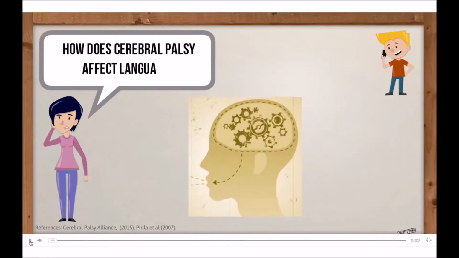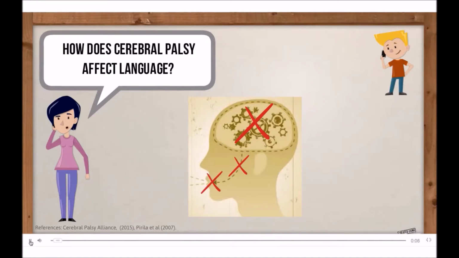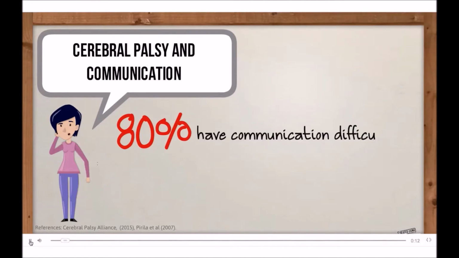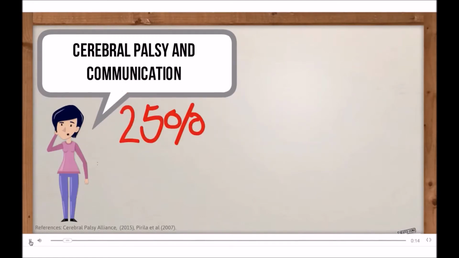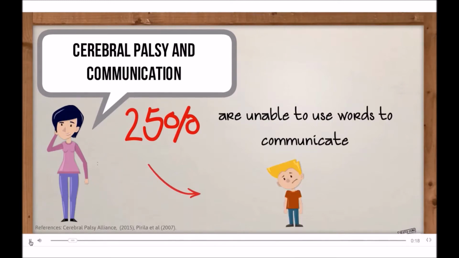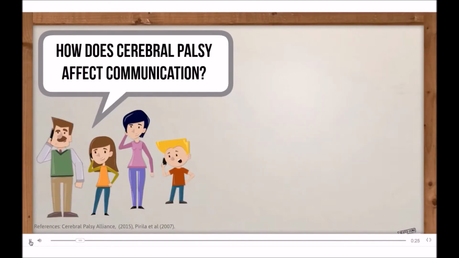Cerebral palsy affects the language centers in the brain, interrupting individuals' ability to plan and use verbal language. 80% of people with cerebral palsy have communication difficulties, with 25% unable to use words to communicate. Therefore, they are at an increased risk of learned helplessness, as they become passive communicators who do not initiate conversations.